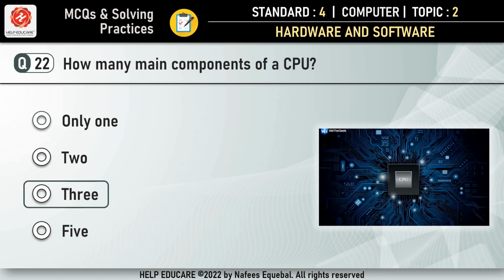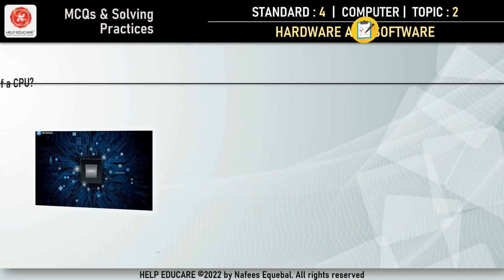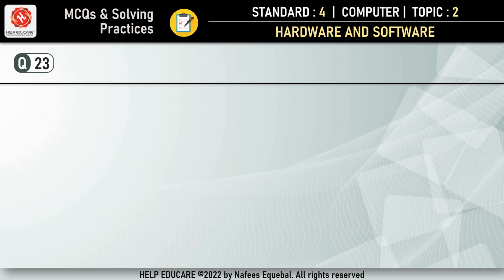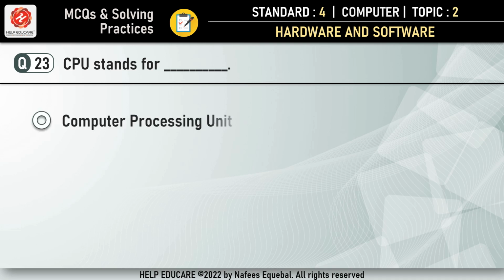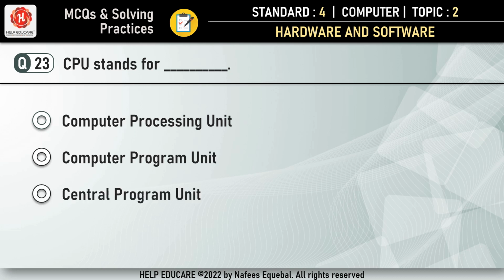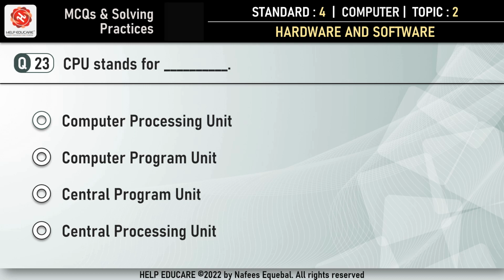Correct answer is 3. Question number 23. CPU stands for dash. First option, computer processing unit. Second option, computer program unit. Third option, central program unit. Fourth option, central processing unit. Answer will be displayed in 10 seconds.